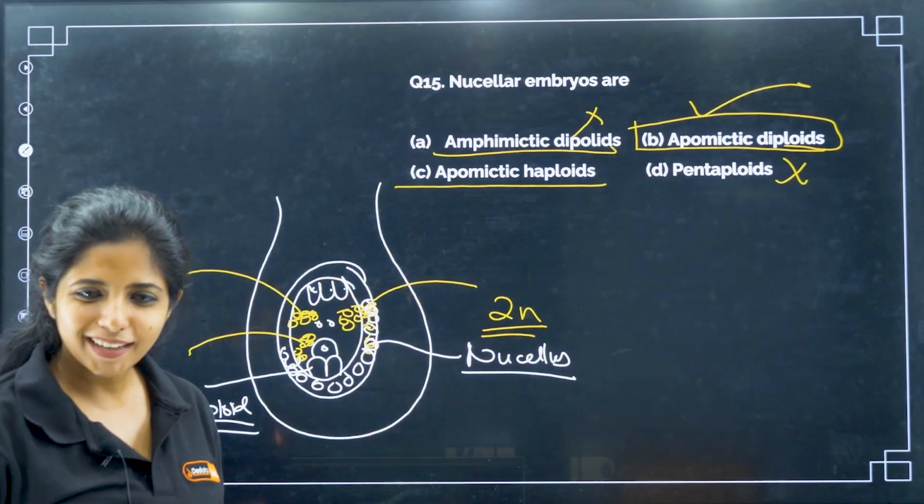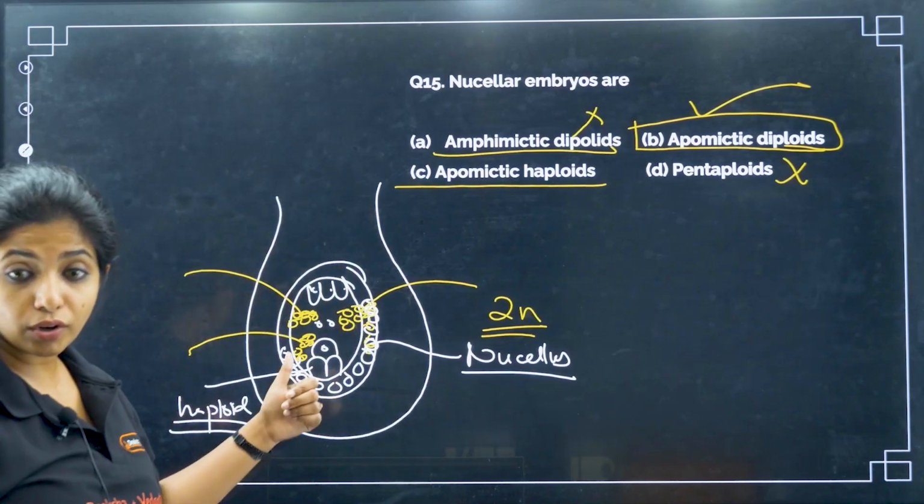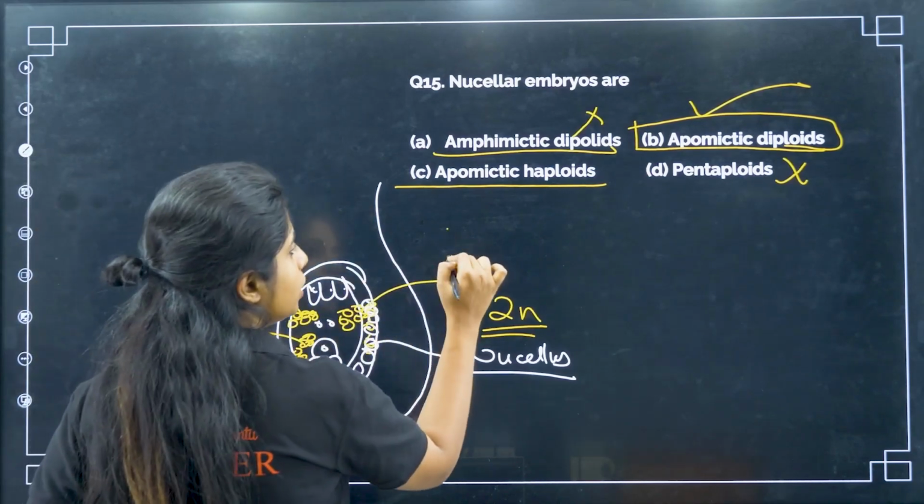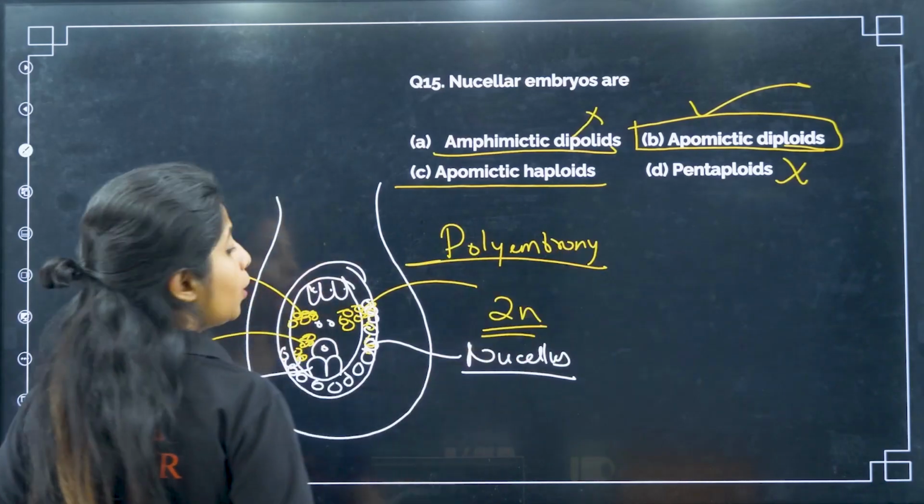Okay, example: citrus fruits are the example of apomictic diploids. You also call this condition polyembryony. You have multiple embryos being formed, so you call this condition polyembryony.